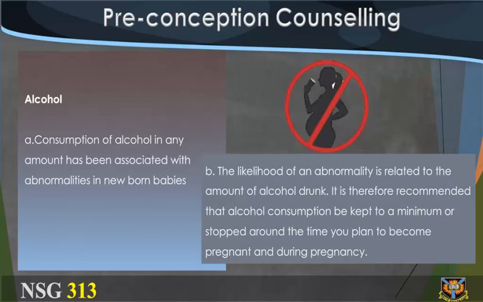Alcohol. A. Consumption of alcohol in any amount has been associated with abnormalities in newborn babies. B. The likelihood of an abnormality is related to the amount of alcohol drunk. It is therefore recommended that alcohol consumption be kept to a minimum or stopped around the time you plan to become pregnant or during pregnancy.